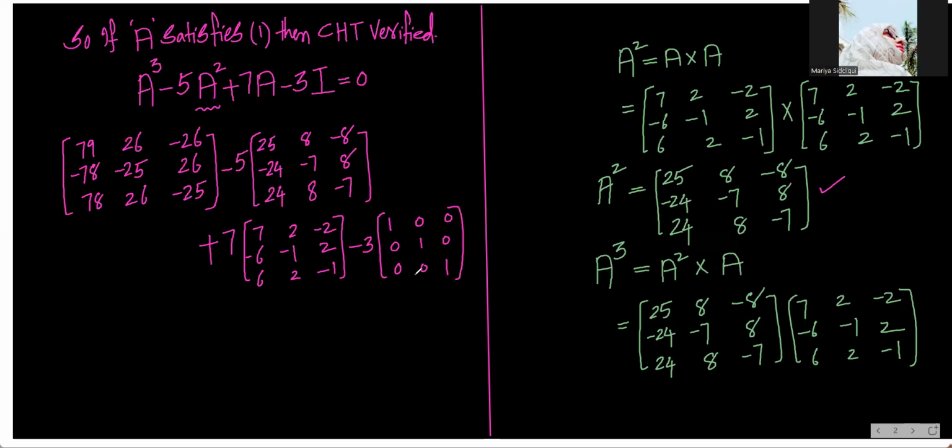How to verify? The other cases. I'm using another color again. First element could be taken. Here is 79. This is minus 5 into 25 is 125. This is 7, 7 49. This is minus 3. If you add these two values, we get minus 128. And if you add these two values, you will get plus 128.